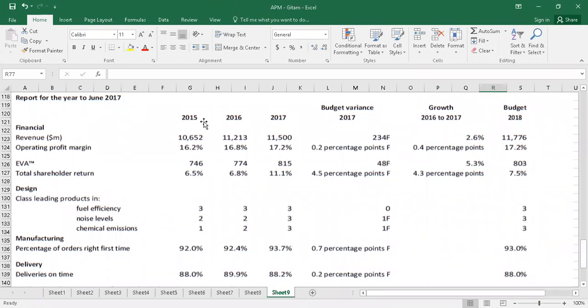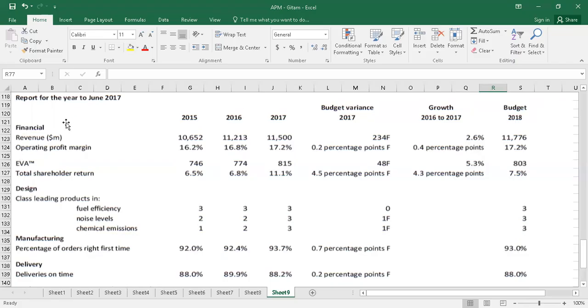The report has details for 2015, 16, 17, a comparison of 16 and 17, a comparison of budget and the actual. So budget variance is given. Growth from 16 to 17 is given. The budget or forecast for 18 is given.